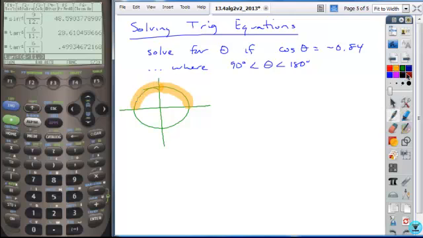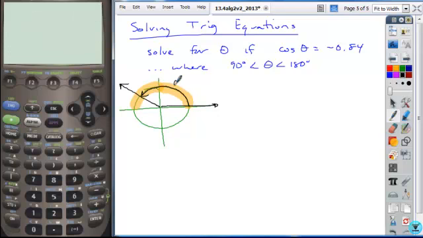So here we're expecting our angle to be located between 90 and 180 degrees. So we expect it to be located here, which means when we calculate this on the TI-89, it'll actually tell you that angle measure. You expect to see the actual angle.